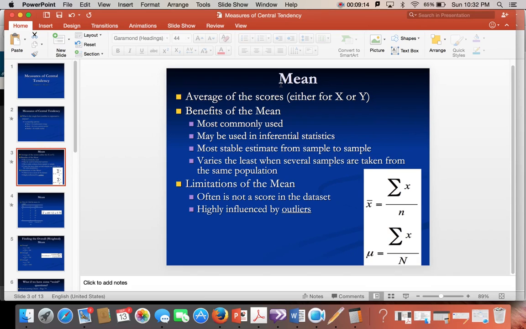So in other words, I take one sample from the population and I calculate the average, and then I take another sample from the population and calculate the average again. My average should remain pretty consistent or constant. Now, there are some limitations to using the mean. The mean in most instances is not a score that actually appears in your data set, or in some instances is not even a score that could potentially actually occur in your data set either.